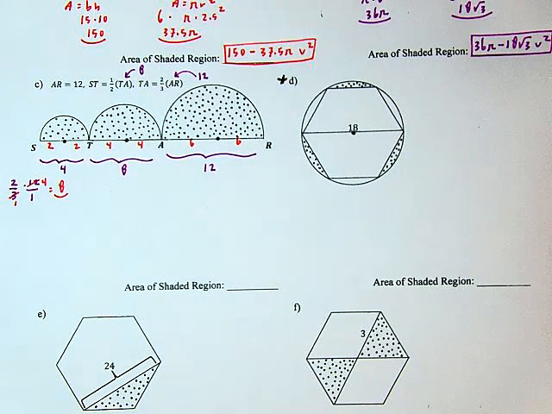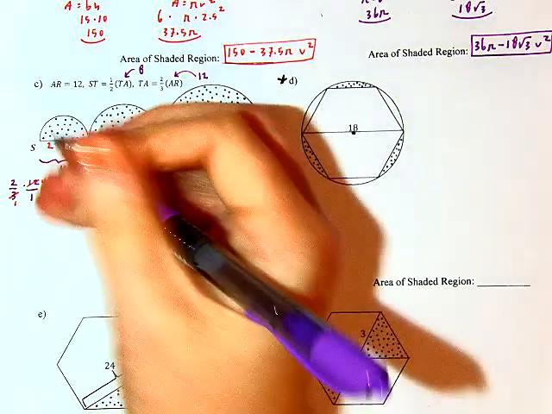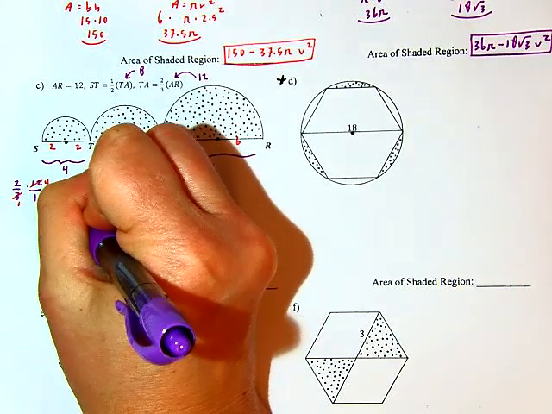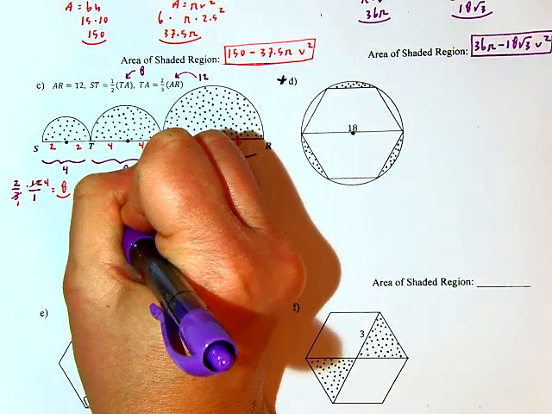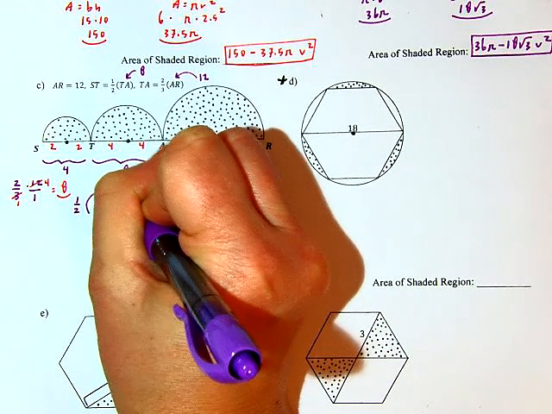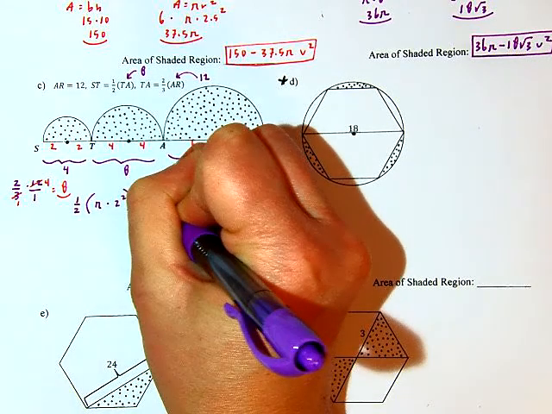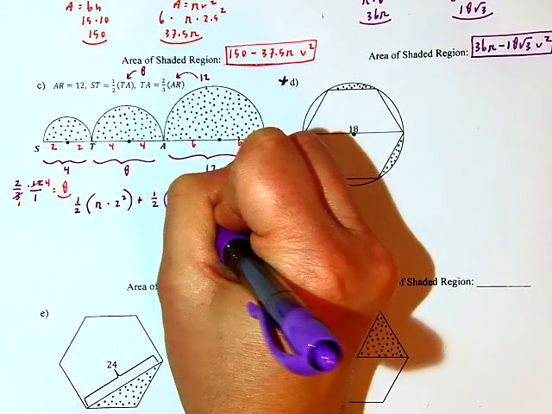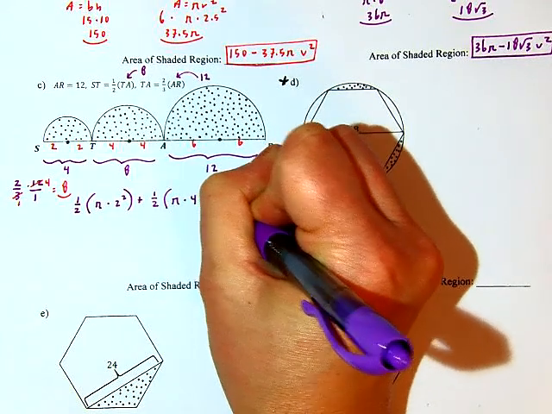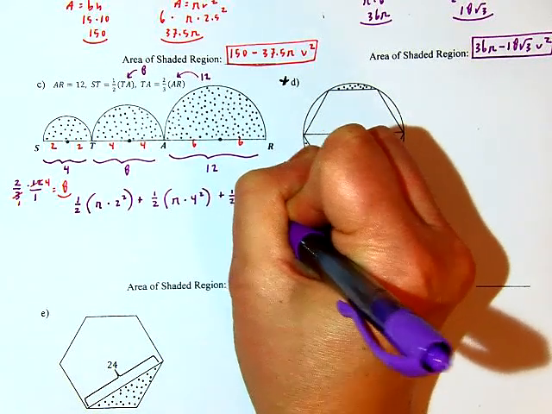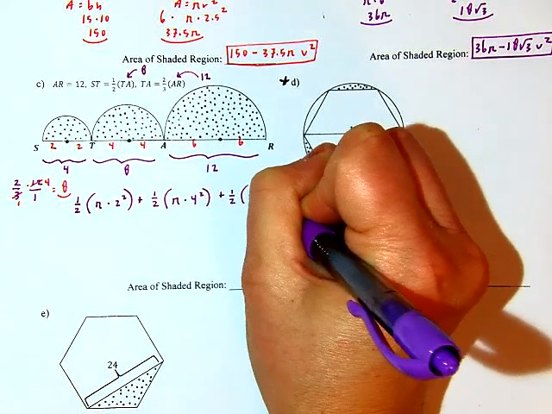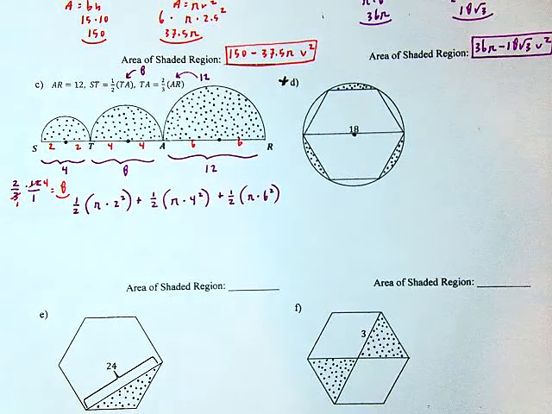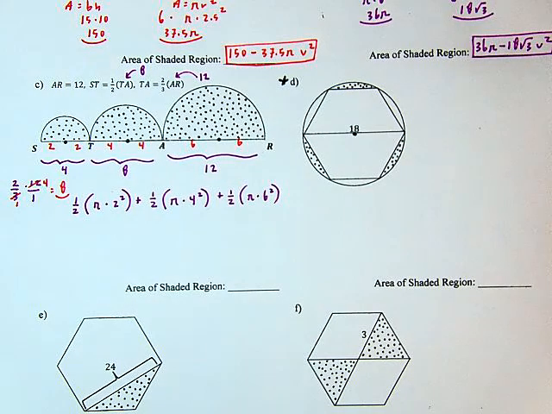All right, so remember that each of these is a semicircle. Each one is half of a circle. So I'm doing what is half of pi times 2 squared, add that to half of pi times 4 squared, and add that to half of pi times 6 squared. Right? Pi r squared is area. I want half of it for my semicircles.